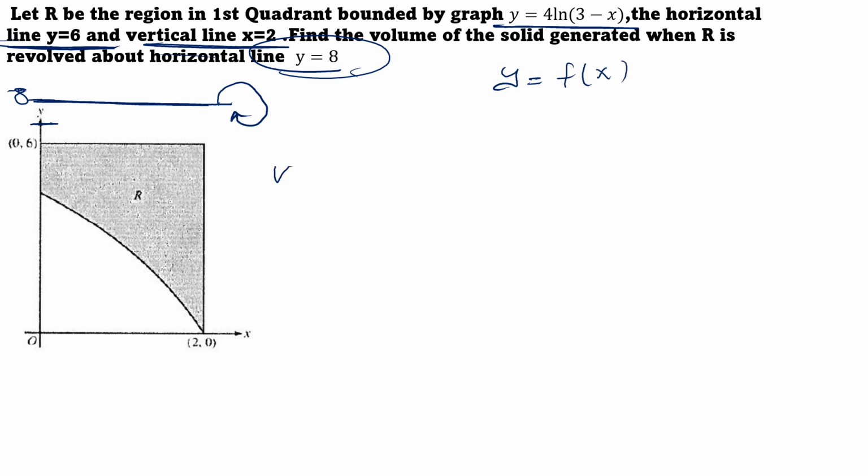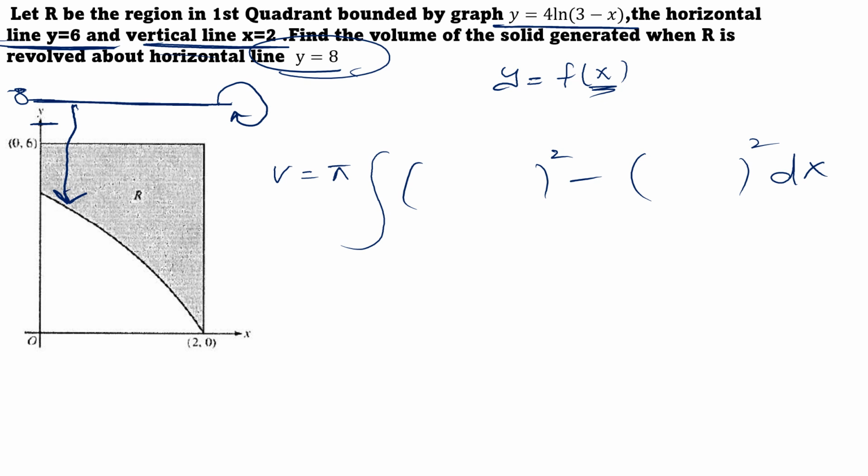Now what do we have to do? We have to write the volume equals pi, farther square minus nearer square, and since it is written in the form of x, we will write dx. Now the farther one from here till here is this curve, but we go from down to up. So the distance from here till here is 8 minus this curve. What is the curve? The curve is 4 ln of 3 minus x.